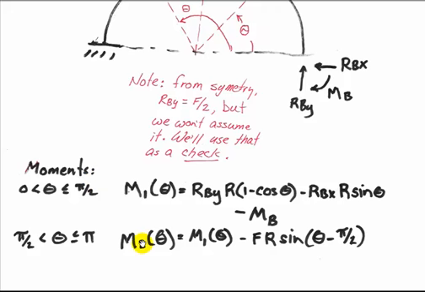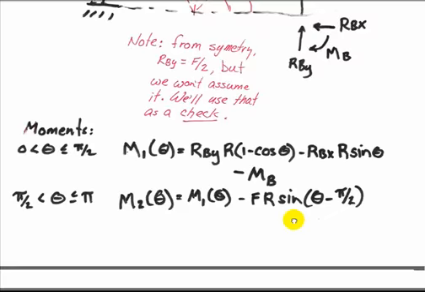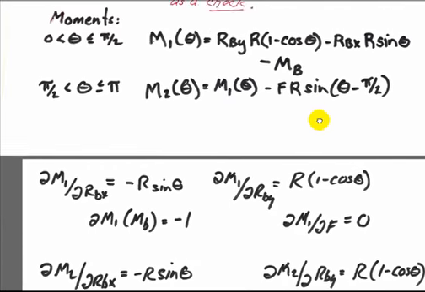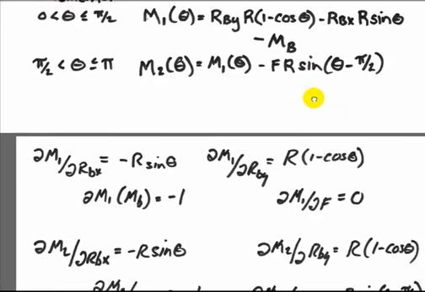So in the second region, M2 is equal to the same terms of the first region, minus F times R times sine of theta minus pi over 2. That's my moment in the second region. Now I'm going to move to the next page, and we'll start putting all of that together.